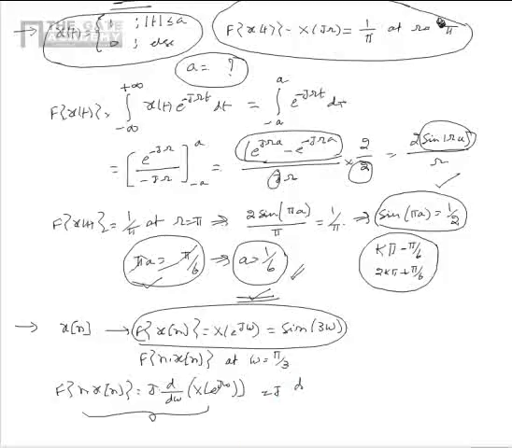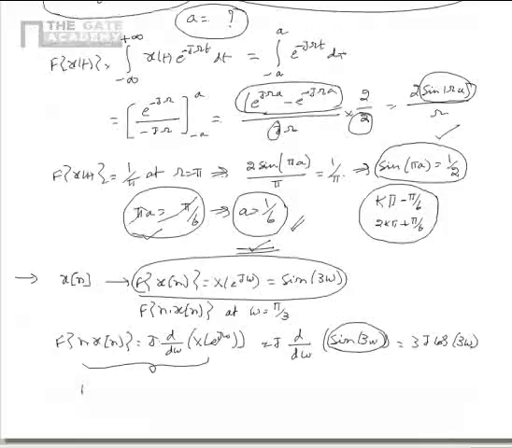So upon substitution we get that j times d by d omega of sine of 3 omega is the value of the Fourier transform of n times x of n. Upon simplification this becomes 3j cos of 3 omega, because the derivative of sine 3 omega is 3 cos 3 omega. So from this we see that at omega equal to pi by 3, the Fourier transform of n times x of n is equal to 3j.